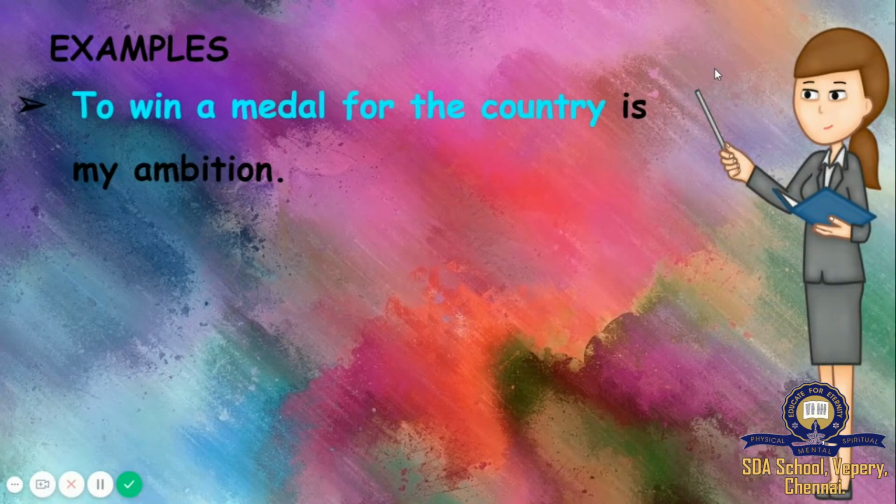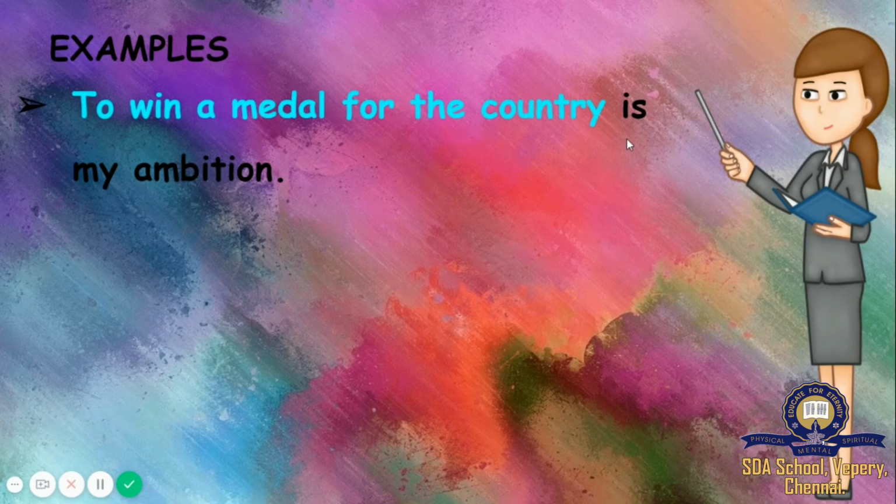To win a medal for the country is my ambition. So here, if you ask a question, what is my ambition? Your answer would be to win a medal for the country. So this entire phrase will be the answer for the question what. So this phrase is a noun phrase. But you will also see that this phrase is acting as a subject in this sentence.